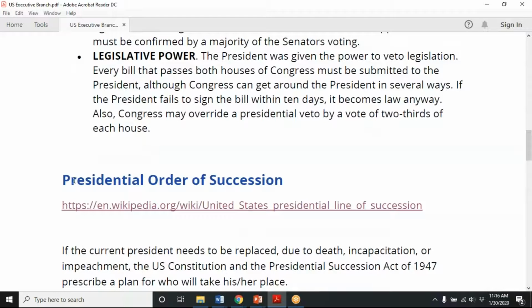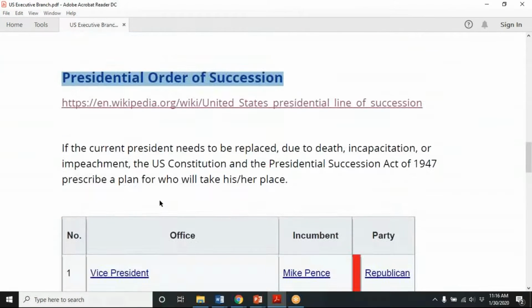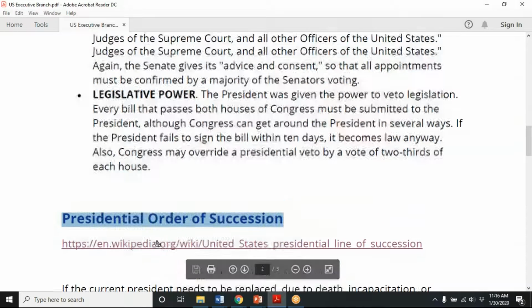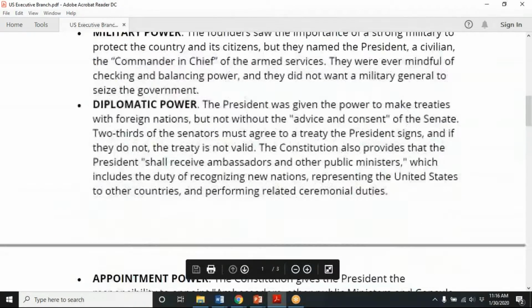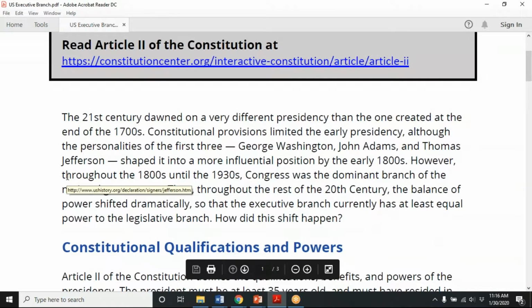And then we can look at the presidential order of succession. We'll look at that. And it's a list of people. If the president were to leave office, die in office, be removed from office, who then becomes president? And we can look at that. So we can take turns here, and it's actually not super long, and we can talk about a couple of things. So this is the executive branch.